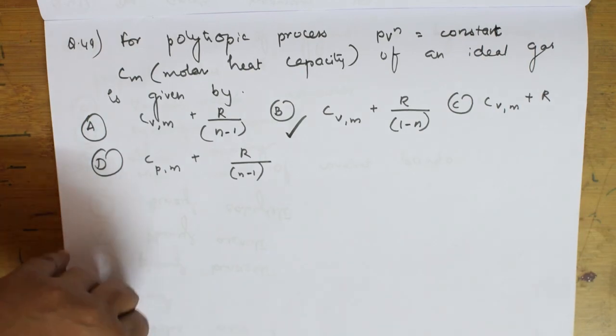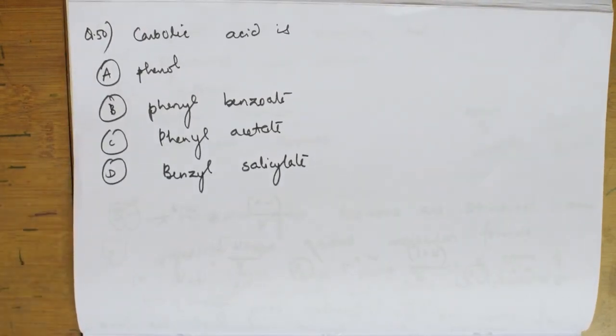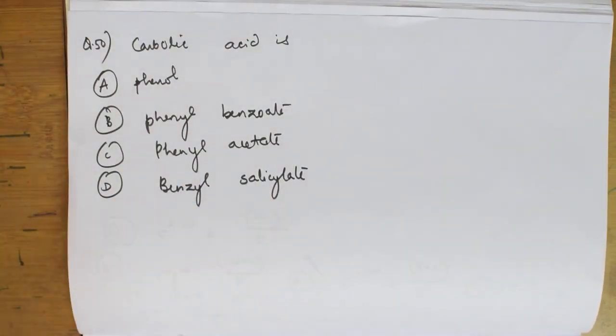Now let's come back and do one more question. What do they give me here? Carbolic acid is what? Carbolic acid is an older name of phenol. Remember that. So what is carbolic acid?